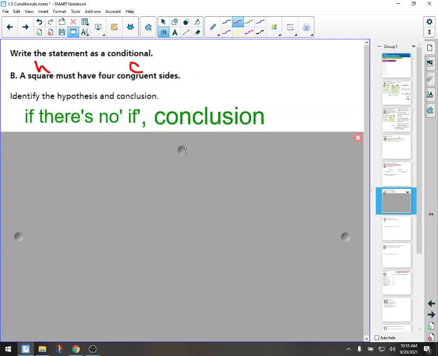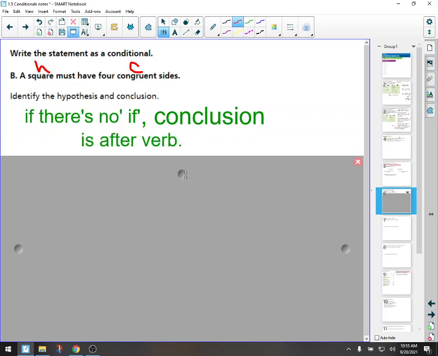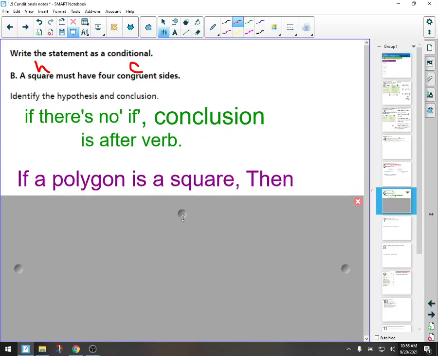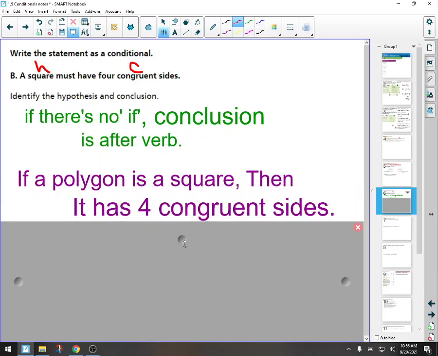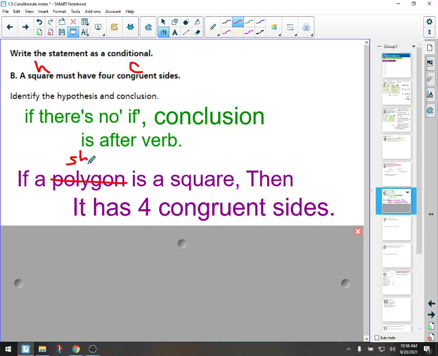So a nice little trick here is if there's no if anywhere in it, the conclusion is going to be after the verb. I'm not going to say this 100% any sentence ever works, but mostly with the stuff that we deal with, that's going to be the case. So if a polygon is a square, then it has four congruent sides. If you don't know what the word polygon means, it means shape. The word polygon literally means many sides. So if a shape is a square, then it has four congruent sides.